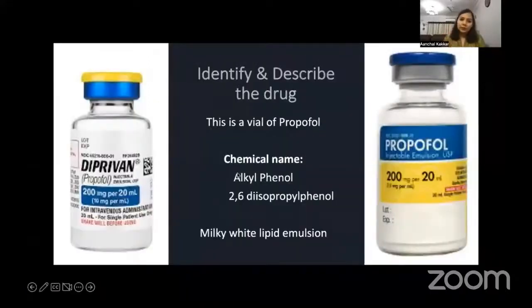When you pick up a drug, the first thing the examiner expects you to do is identify and describe the drug. Not just identify, but describe also. So you will say, this is a vial of propofol. It belongs to the alkyl phenol group. Its chemical name is 2,6-diisopropyl phenol, and it comes as a milky white lipid emulsion.